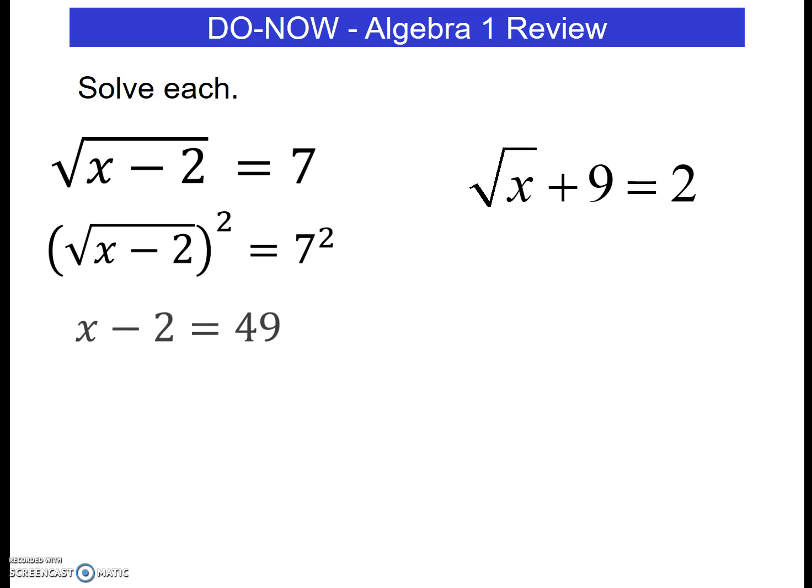In this case it would be x minus 2. And on the right, we would square 7, squared to get 49, and then add 2 to get 51. Always check for extraneous solutions. This one is good to go because 5 minus 2 is positive. Same thing on the right-hand side.